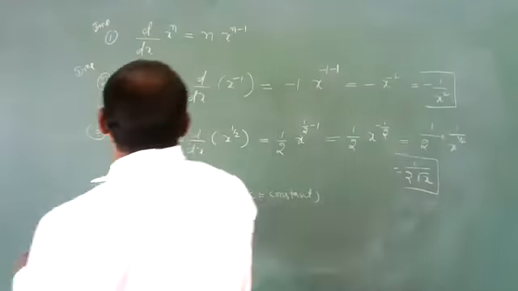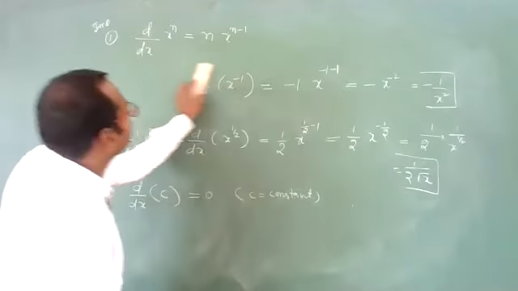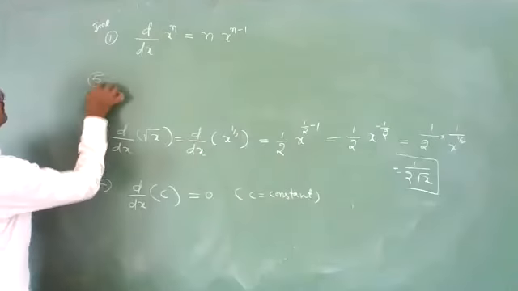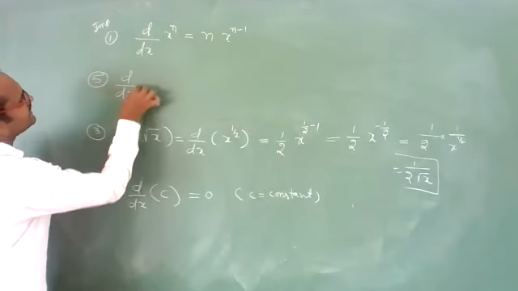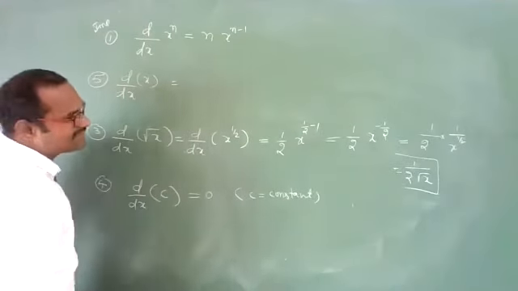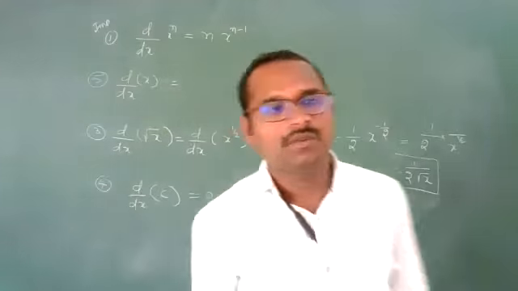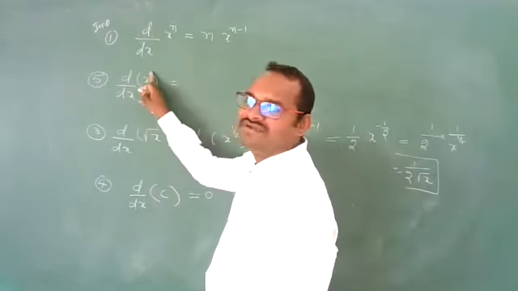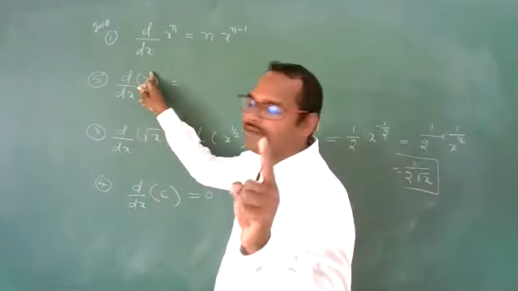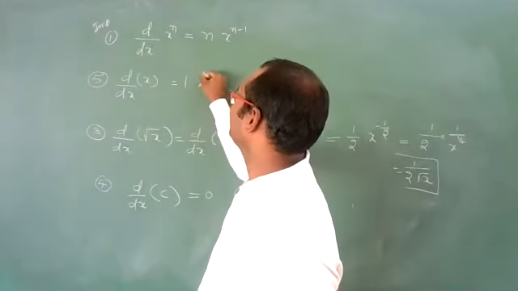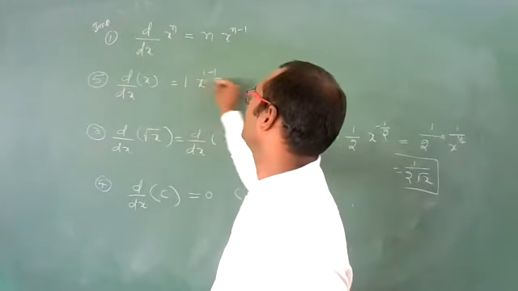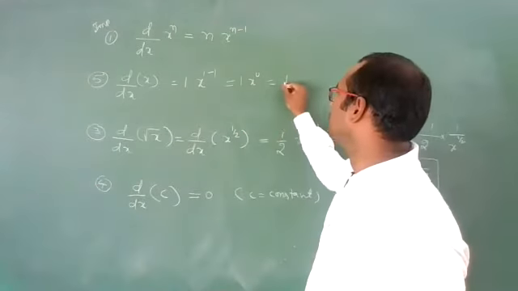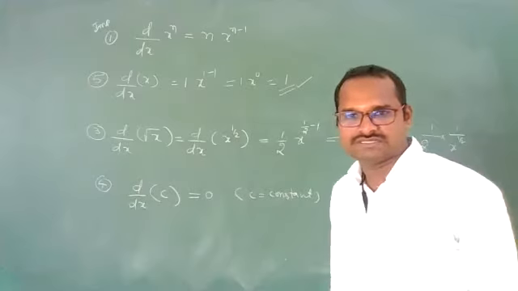Let us suppose, fifth one I am giving. Let us suppose we need to differentiate x only. Fifth one, d by dx of x. What is the value? What is d by dx of x? Students, what is n value here? 1. 1 into x power 1 minus 1 means 1 into x power 0. X anything power 0 is 1. 1 into 1 is 1. Yes, it is 1. Remember this.